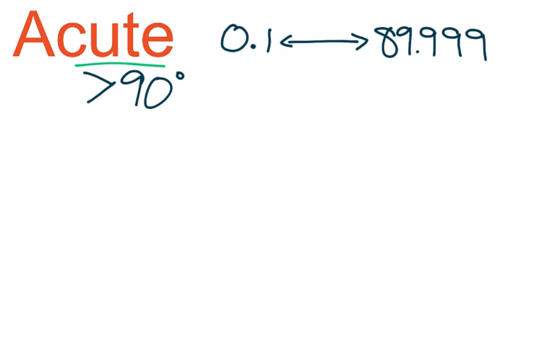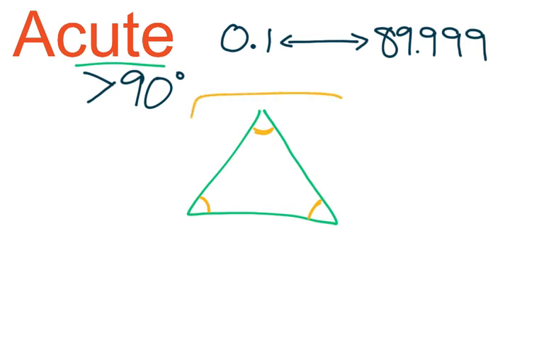So for example, when we looked at our equilateral triangle, all 3 angles in an equilateral triangle are acute angles. Acute angles are the most common type you'll see in a triangle, because every type of triangle will have at least 2 acute angles. To be called acute, though, it has to have all 3 angles being acute.